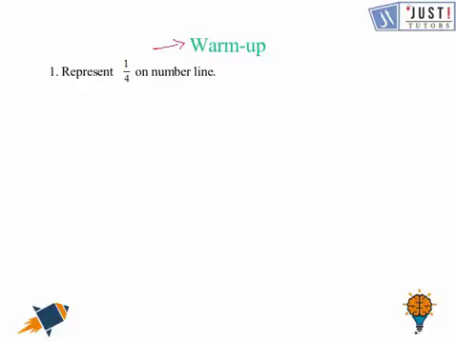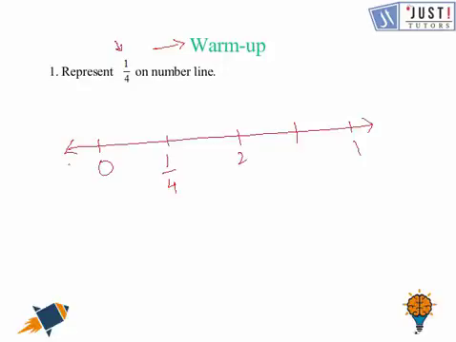As you can see, it's 1 over 4. You need to represent 1 over 4 on a number line. Say we draw a number line here. If this is 0 and this is 1, because 1 over 4 lies somewhere between 0 and 1, now we'll divide this line into 4 equal parts. So this would be 1 over 4, this is 2 over 4, this is 3 over 4, this is 4 over 4, which equals 1. So 1 over 4 is somewhere around here on the number line. In this way we can represent 1 over 4 on a number line.